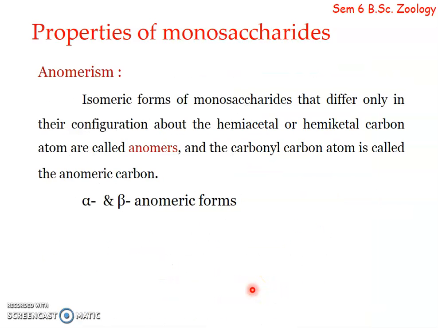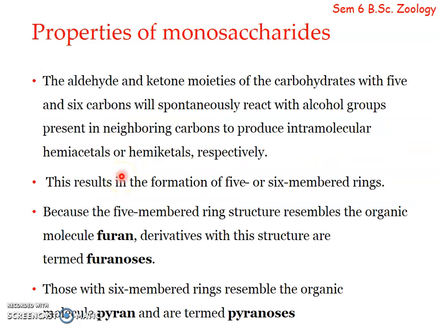Clear? So we have anomerism, or anomers. We call the isomers anomers. And that particular carbonyl carbon which is responsible for the formation of anomers is known as the anomeric carbon. Okay, so that is about anomerism.